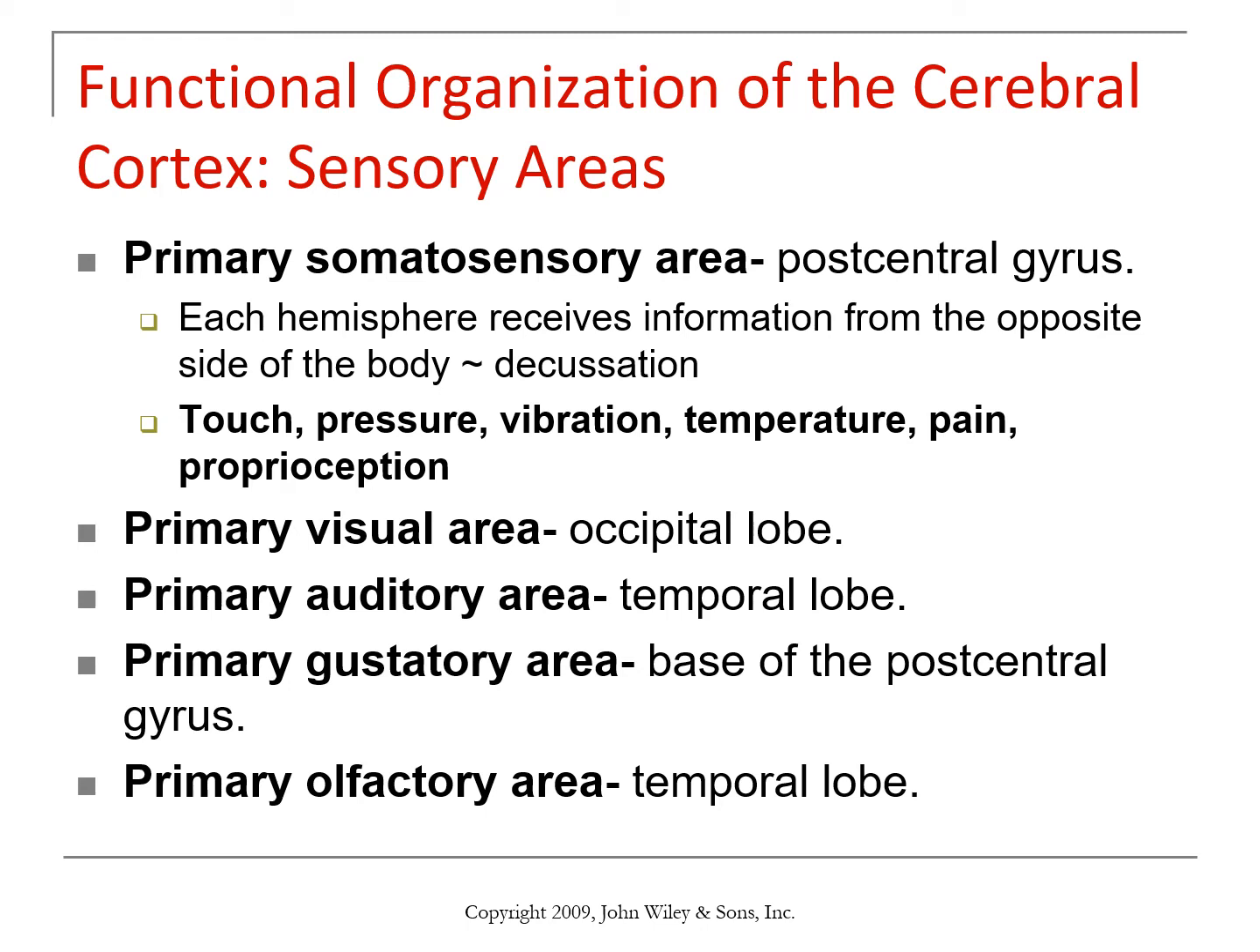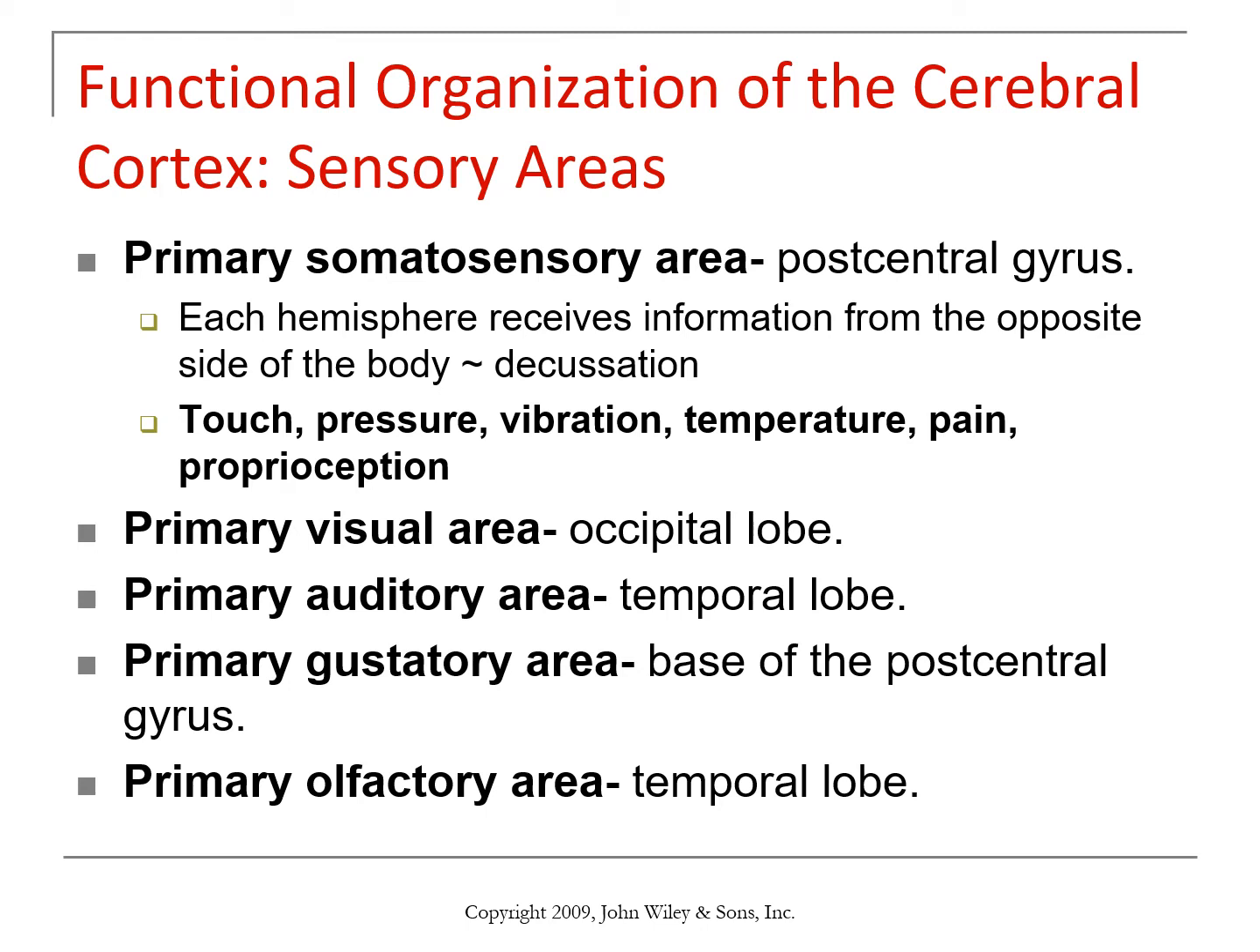Also note that more area in the primary somatosensory cortex is devoted to areas of the body that are more sensitive or have more receptors. So the tips of the fingers, the face, and the lips, those send signals to a larger area in the primary somatosensory area because of their increased sensations.